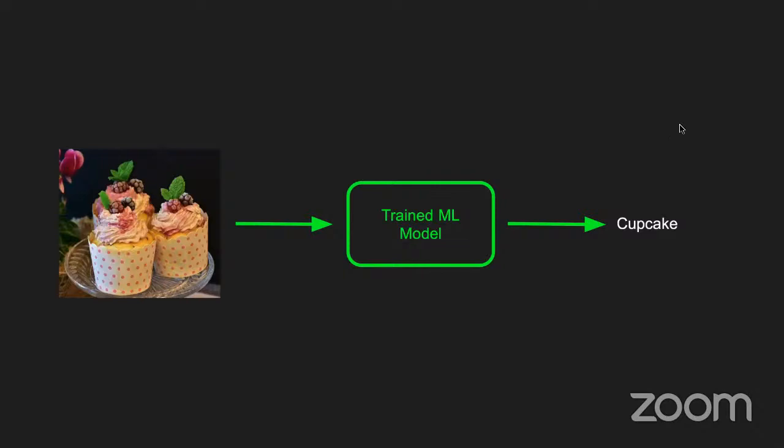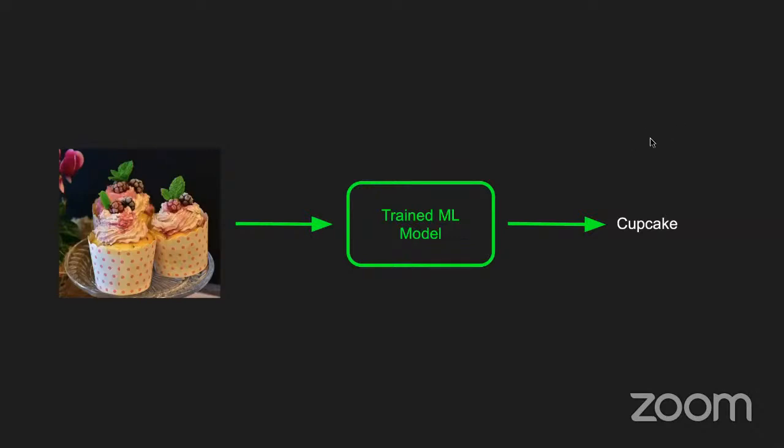The output of this machine learning model will never be cupcake and apple. An ML model, which is a classification model, can only do one class of classification at a time, which means even though you have an apple and a cupcake in a single photo, the model cannot tell you cupcake and apple. The model will only tell you one over the other, either a cupcake or an apple, right? So it's one or the other only.